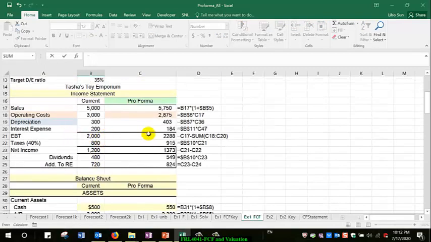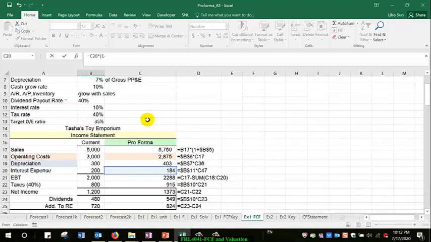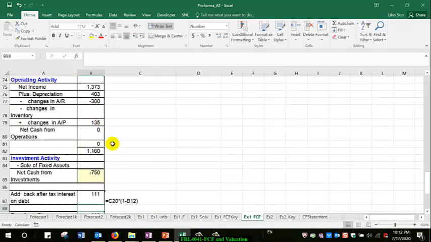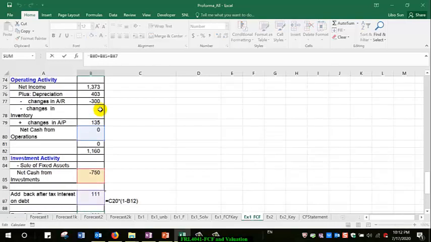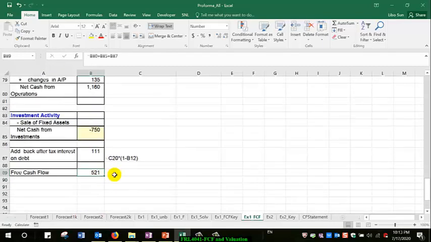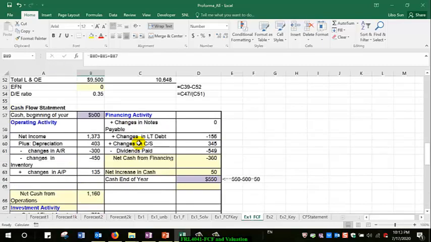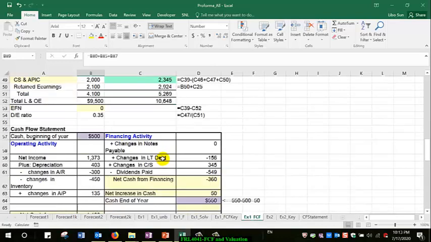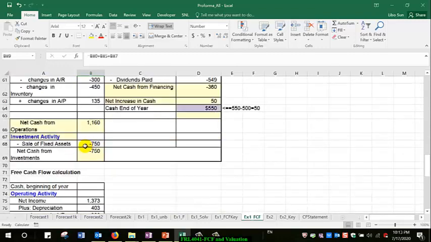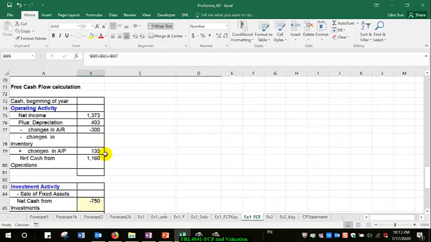Interest payment is 184. We need to use after-tax interest payment. So we got 111. So the total free cash flow, we add up the three category. So 521. Okay, so this is example 1. From a balanced pro forma table, we can build a cash flow statement and a free cash flow calculation.